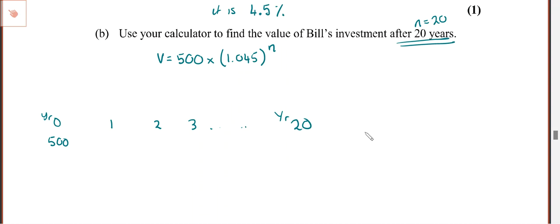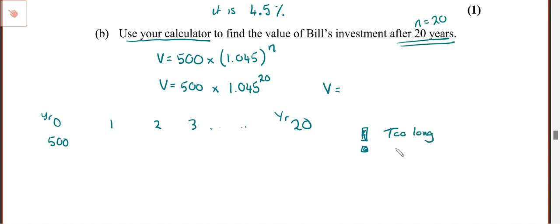We're not going to do it this way, are we? Because that would just use all my time. So we're going to do, the value is 500 times 1.045 to the power of 20.